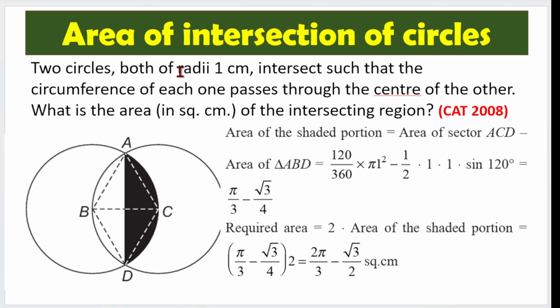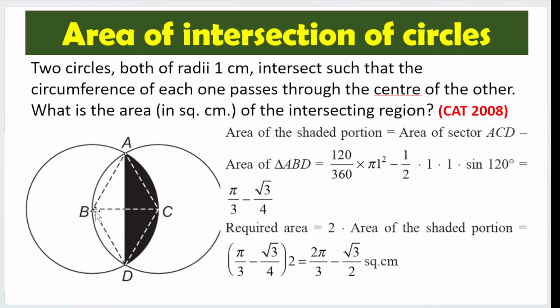Hi friends, here we are given two circles, both of radii 1. What does that mean? They intersect such that the circumference of each one passes through the center of the other. So B and C are the centers of these two circles, and BC is the radius of both circles, which is equal to 1.